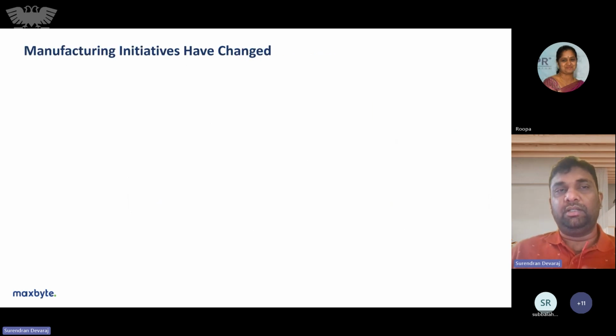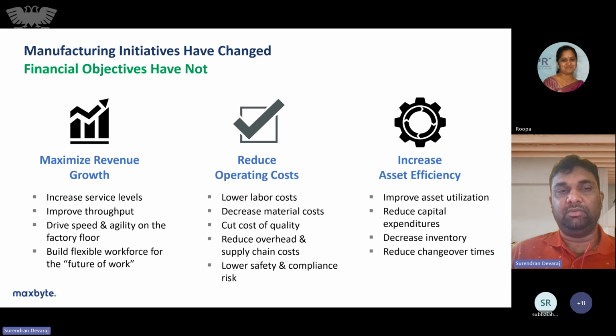But whatever initiatives have come, at the end for the organization there are only three major areas: maximizing revenue growth, reducing operating cost, and increasing asset efficiency. These are the only three major goals for any industry or organization year on year that they want to look at and improve. And these are the technologies and aids that will help organizations achieve these goals.